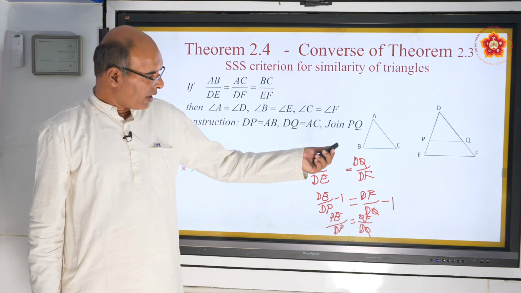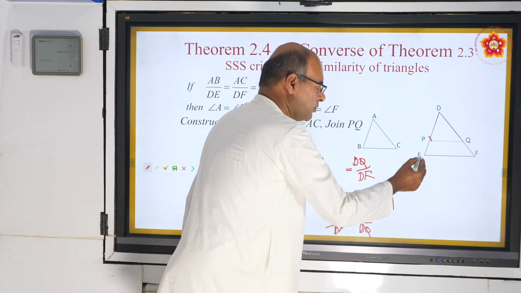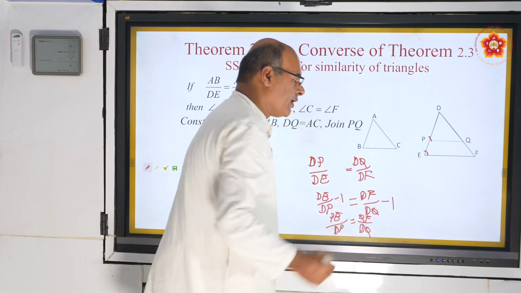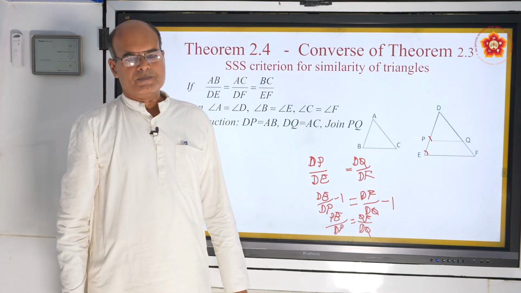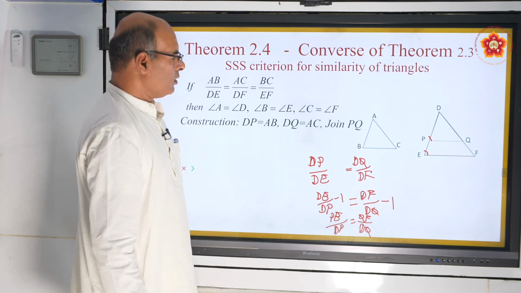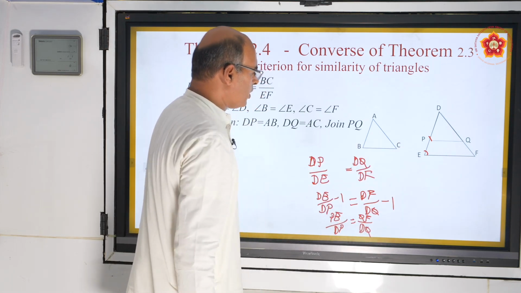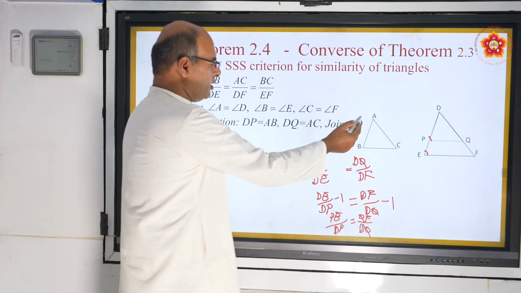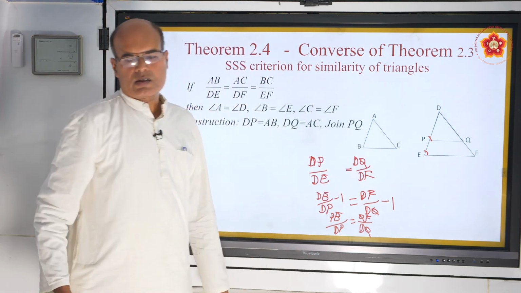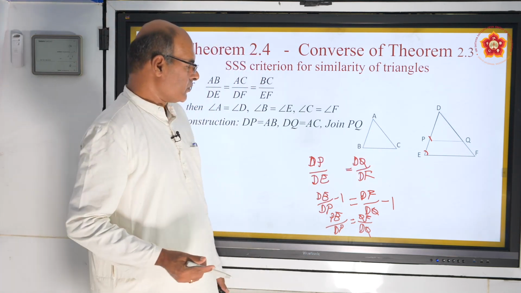If PQ and EF are parallel lines, we can conclude that angle P and angle E are equal. So angle P and angle E are equal. Can we tell that these two triangles are congruent now? Let us work some more.